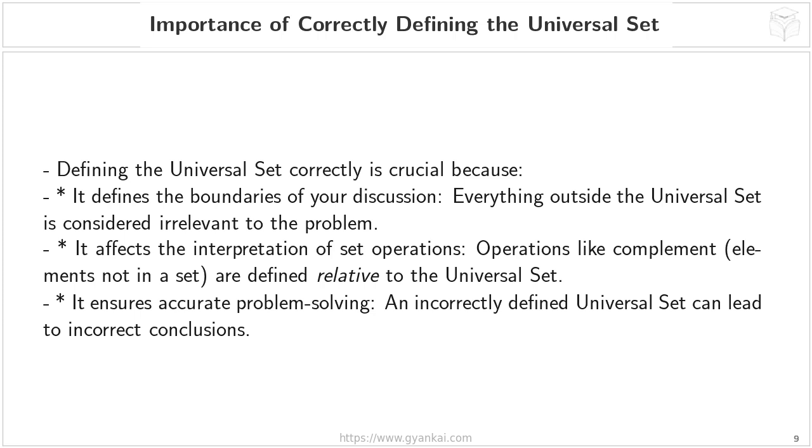We've seen in the previous examples how different problems require different universal sets. If you don't carefully consider the context and choose the appropriate universal set, you're likely to end up with a wrong answer. So, before you even start solving a set theory problem, take a moment to clearly define your universal set. It's a small step that can save you a lot of trouble down the road. In the next slide, we'll look at some common mistakes people make when defining the universal set, so you can avoid them.